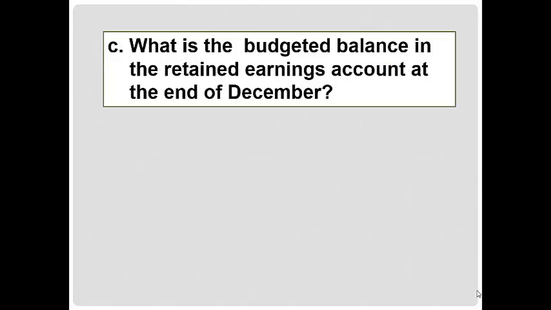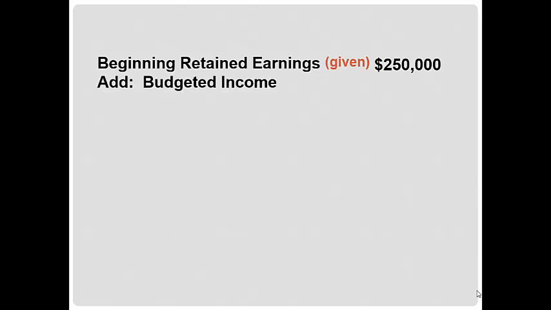The last thing we're asked to do in this problem is compute the budgeted balance in the retained earnings account at the end of December. So we're preparing that part of the balance sheet. And remember that retained earnings, because it's a balance sheet account, you'll start with beginning retained earnings. That was given in the first bullet point to be $250,000. You will add your budgeted income for the period, which we computed in Part A. We computed that to be $75,000.